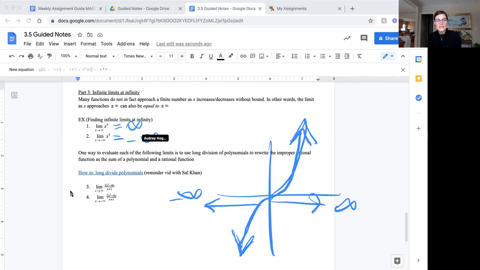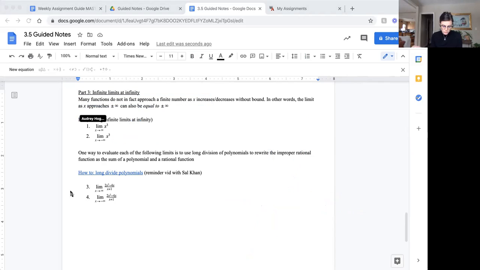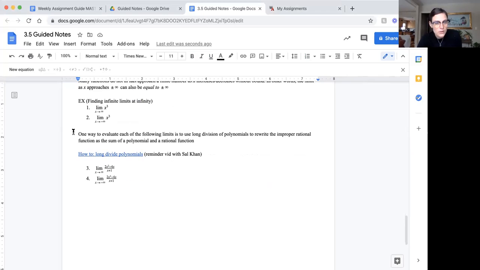So that's what it means by saying many functions do not approach a finite number. This x cubed function is not approaching a finite number. It's going either up forever towards infinity or down forever towards infinity. So the limit as x approaches plus or minus infinity can be equal to plus or minus infinity. And then we have another little example here.